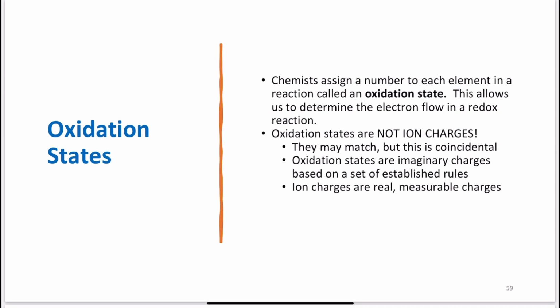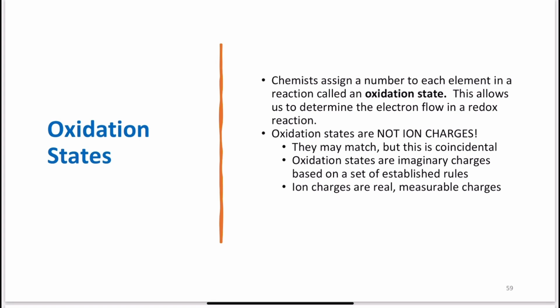So every element is assigned a different number. And there are a set of rules here, of course. But the numbers that we assign are called the oxidation state of that species. This allows us to determine the electron flow in a redox reaction. So it allows us to determine if the electrons flowed from something or to something.